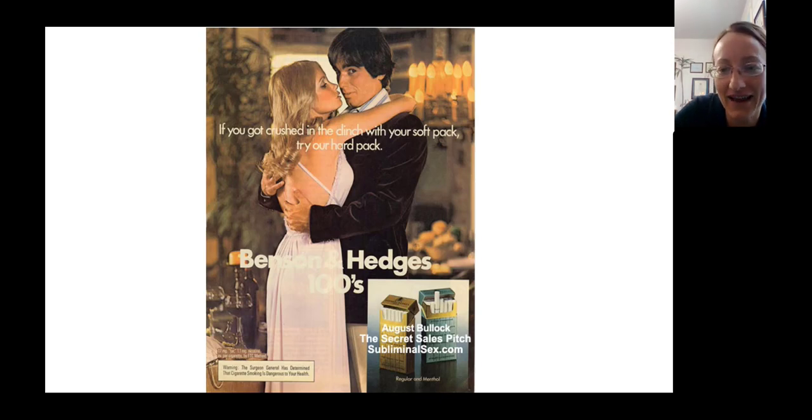This is a cigarette ad, and the advertisers are suggesting enhanced sexual performance, male sexual performance, if you smoke cigarettes. I wouldn't buy that line at all. Cigarette smoking, in fact, is associated with erectile dysfunction. But you can see where they're going with this. If you got crushed in the clinch with your soft pack, try out our hard pack. You know where they're going with this. Benson and Hedges cigarettes.